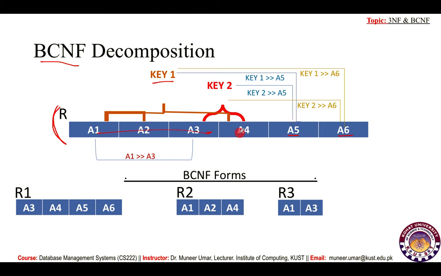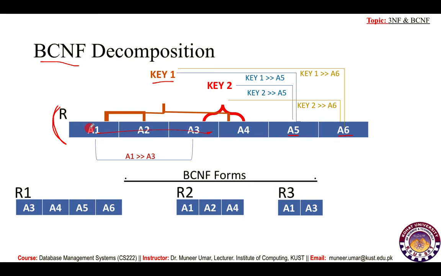There is another composite, that is A3 and A4. This is key number 2. These are actually candidate keys, key 1 and key 2, both are candidate keys. So key number 2 is determining attribute 5 and attribute 6. A5 and A6 both are dependent on key 1 and key 2. There is another functional dependency, that is A3 is dependent on A1.